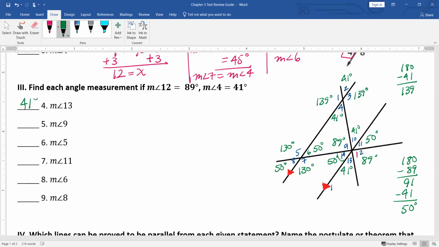13 we determined is 41 degrees. Angle 9 was 89. Angle 5 was 130. Angle 11 was 50. I believe angle 6 and angle 8 also were 50. 6 and 8, yep, 50 degrees, 50 degrees.